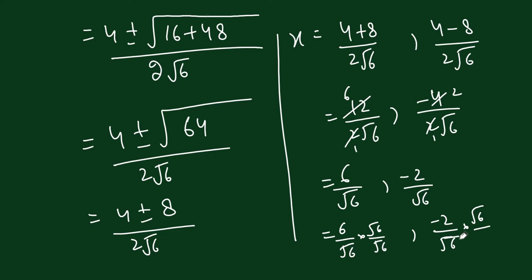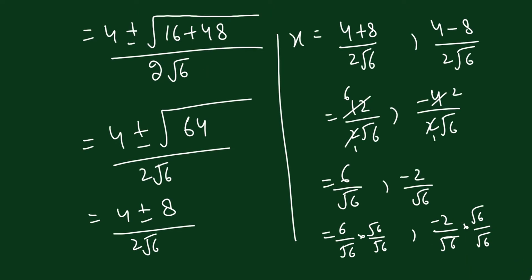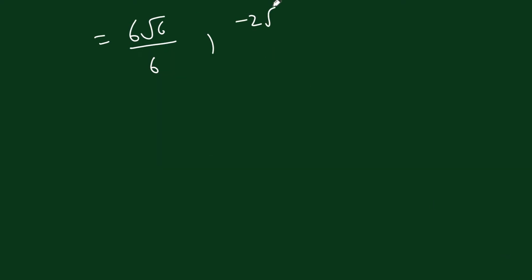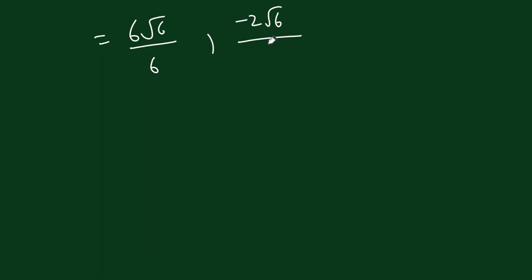Whenever the denominator is in root, you multiply and divide the same number with the whole fraction. So it's 6 into root 6, and the denominator is root 6 into root 6. 6 into root 6 is 6 root 6, and root 6 into root 6 is root 36, which is 6. And the other one, minus 2 into root 6, is minus 2 root 6. We are not multiplying inside and outside, as I mentioned. Inside and inside only gets multiplied. Root 6 into root 6 is root 36, which means 6.